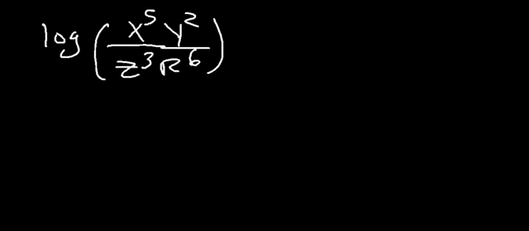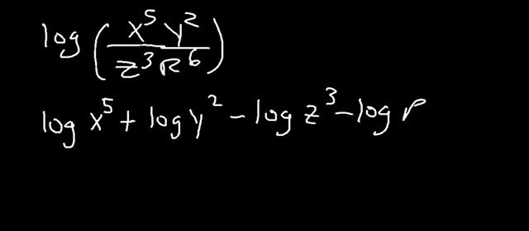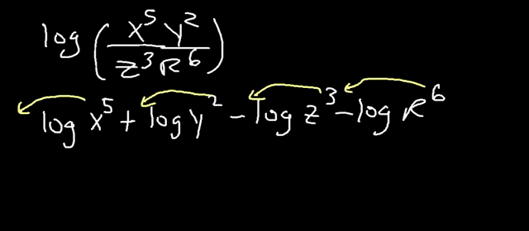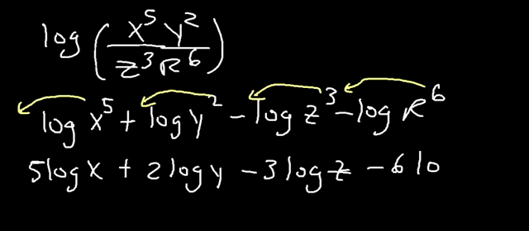So every term that's on top is going to be positive, and the ones on the bottom is going to be negative. So we have positive log x to the fifth plus log y squared. Z's in the bottom, so minus log z to the third, minus log r to the sixth, because r is in the bottom as well. Next, every exponent we're going to move to the front. So 5 log x plus 2 log y minus 3 log z minus 6 log r. That's it for that problem.